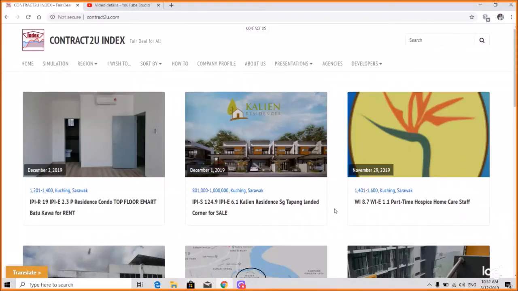Good morning. Today, on the 8th of December, I'd like to do a presentation on simulation, how to use contract2u.com. Contract2u.com has been around for a while, and it is actually a calculator for index comparison between various properties.